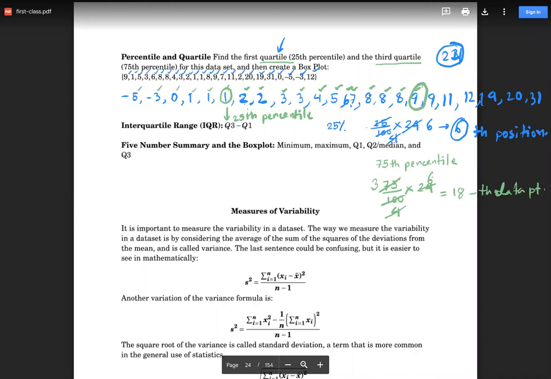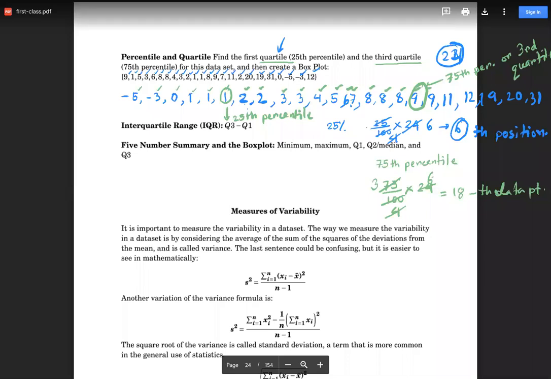So this is going to be your 75th percentile or third quartile. 75th percentile or third quartile. This is how you find the quartiles.